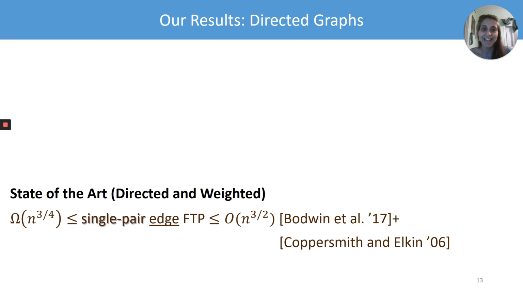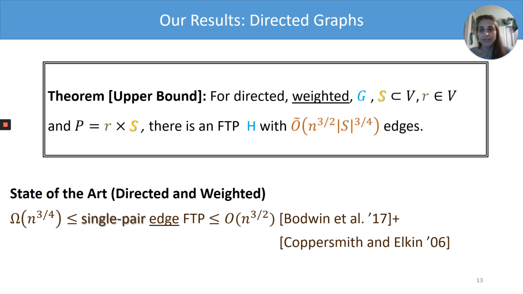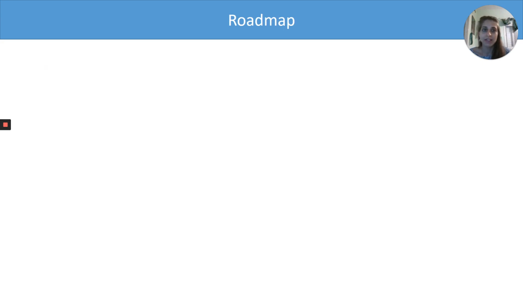Okay, so lastly, we turn to weighted directed graphs, and we show that for a directed weighted graph G, with the same setting and definition of P, there is a fault-tolerant preserver with Õ(n^(3/2) s^(3/4)) edges, and this extends the state-of-the-art by Bodwin et al. So in today's talk, we focus on our first result in undirected graphs.